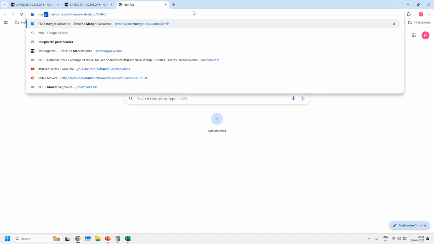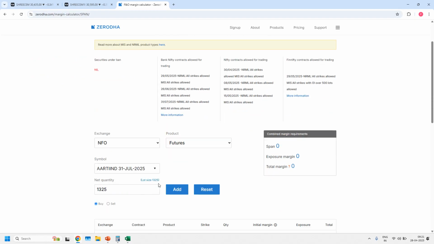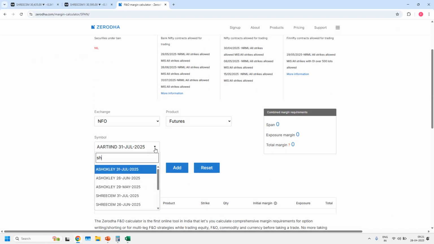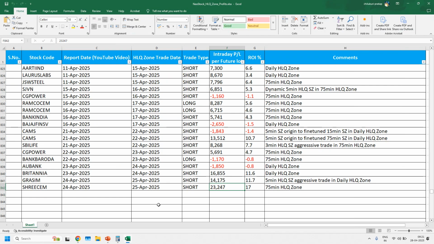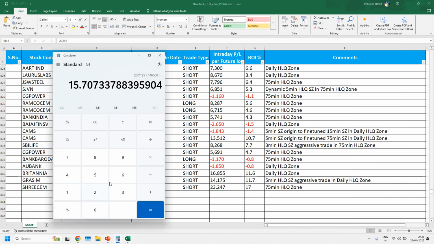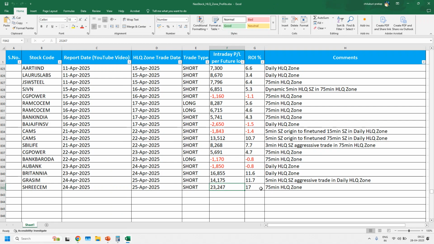Margin calculator. So Shree Cement May month, 1,36,000. This is maybe today's current price. So almost 15 points, almost 16% profit you got, ROA. That's it.